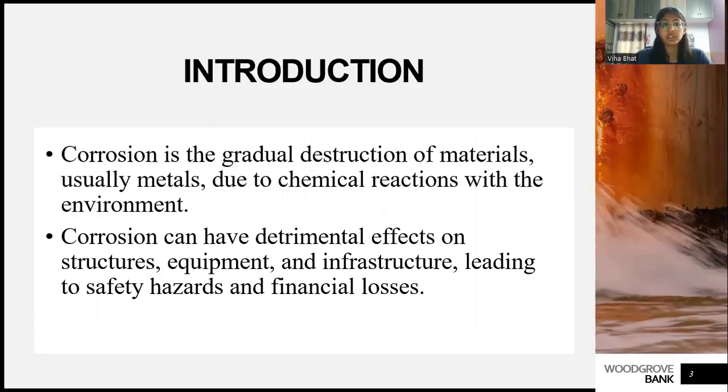So for introduction, what is corrosion? Corrosion is the gradual destruction of materials, usually metals, due to chemical reactions with the environment. This usually happens due to the presence of moisture in the air. So corrosion can have a lasting effect on any metal or equipment infrastructures, leading to safety hazards and financial losses.